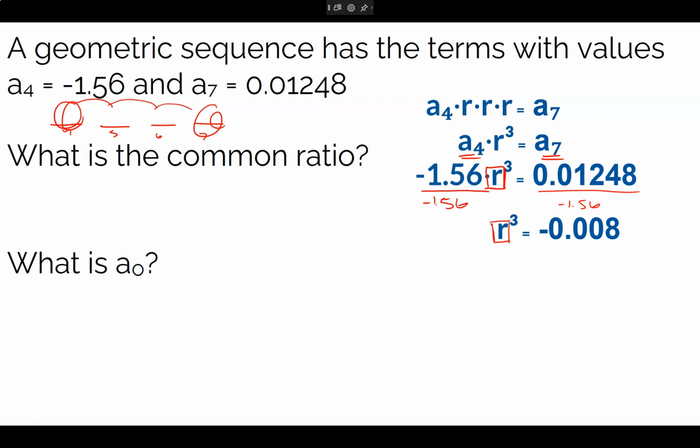My R is not by itself. What is still attached to it? A cubed. Yes, how do I undo a cubed? What's the inverse? A cube root. Beautiful. So we're going to cube root both sides.